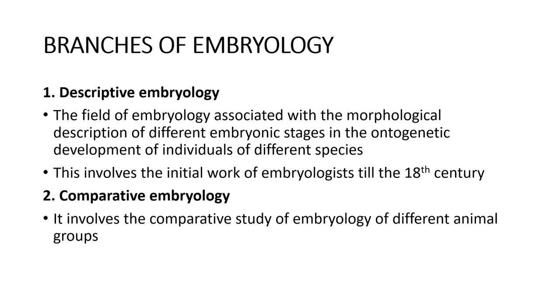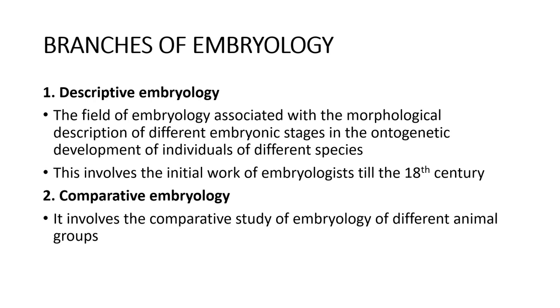We have descriptive embryology, which deals with the morphological description of the different embryonic stages that happen during development. And here the descriptions can be for a specific species, for example the human species, or it can be different species. And in descriptive embryology you are looking at the different morphological changes that are happening. For example, at one point you have the zygote, the other point you have the blastomere.